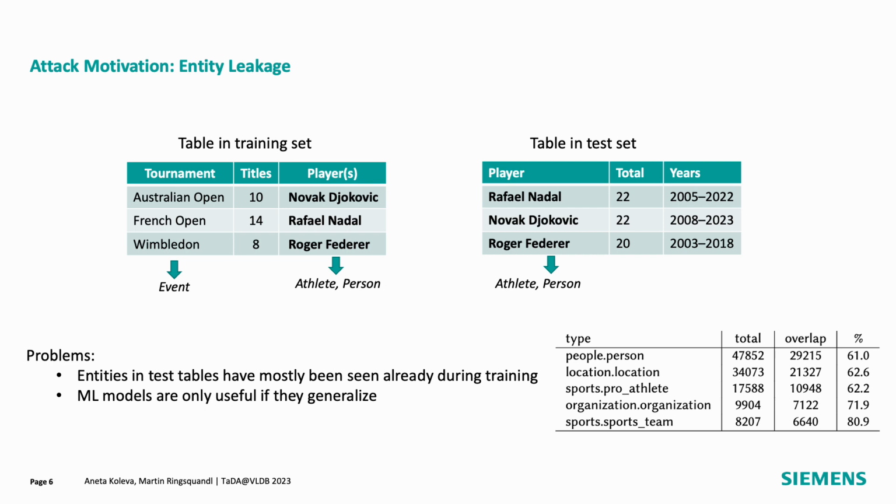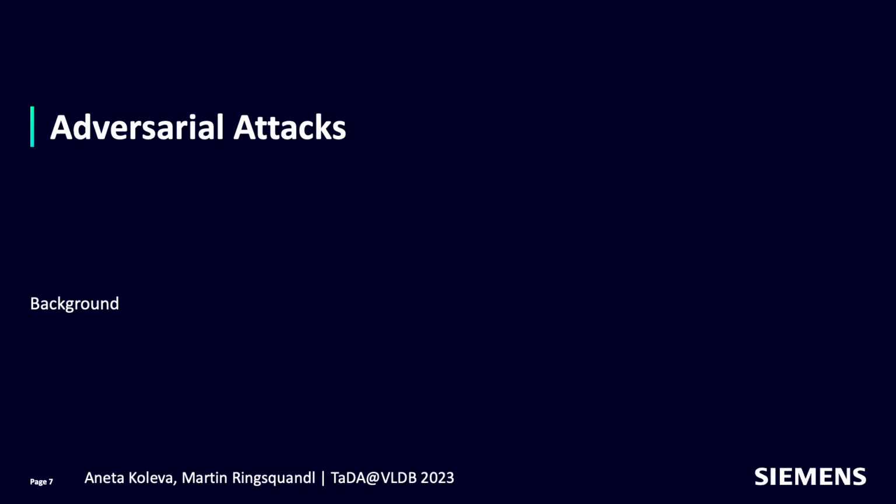This raises a question about the performance of the machine learning models usually used for solving this problem, because it is a question how well they can generalize or how much they have overfit on the entities that they have seen during the training set. And this is our main motivation for the adversarial attack that we are presenting today.